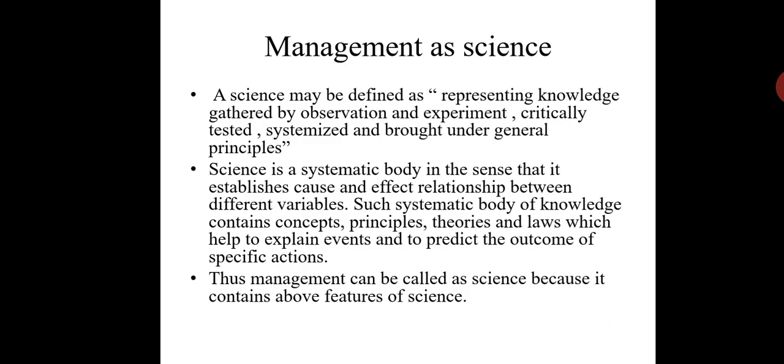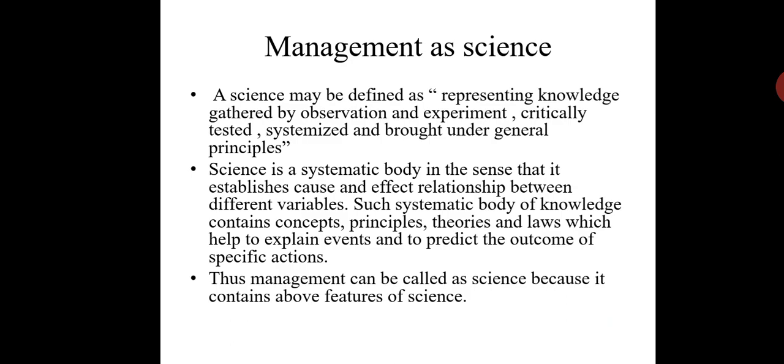So we know science means what? It is definitive. It has principles that are universally acceptable. Science may be defined as representing knowledge gathered by observation and experiment, critically tested, systemized, and brought under general principles. Science is what? It is knowledge gathered through different experiments, and this knowledge is brought under general principles.